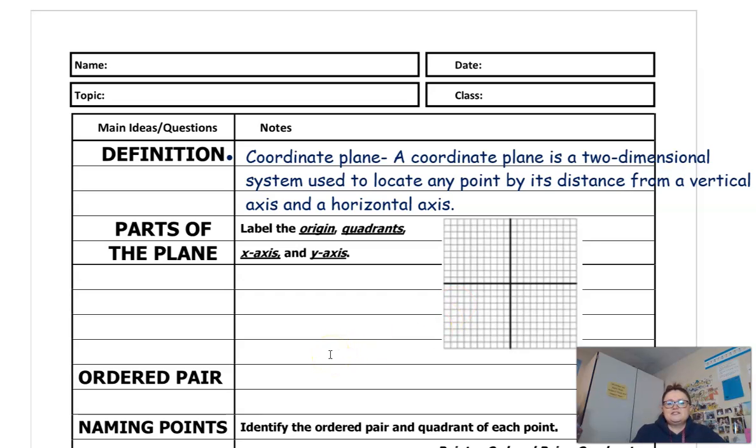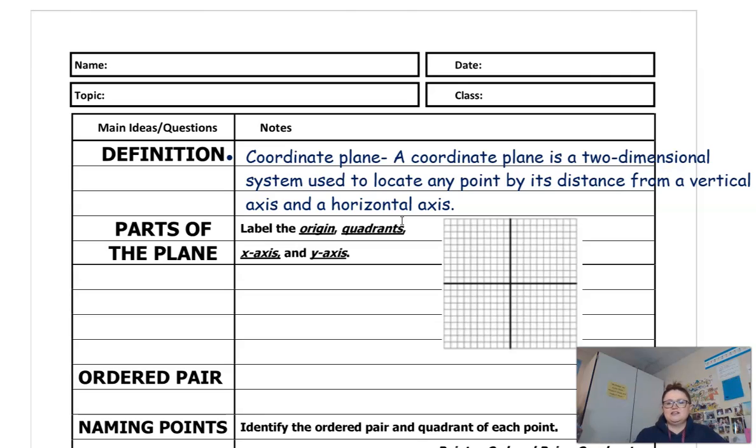For our first part, we're totally switching gears here. For the beginning of second trimester, we were solving equations and inequalities. Now we're going to start to talk about graphs, which is something you've probably seen before. I'm sure you're all familiar with the coordinate plane. A coordinate plane is a two-dimensional system used to locate any point by its distance from a vertical axis to a horizontal axis. So basically, we're graphing in 2 dimensions.